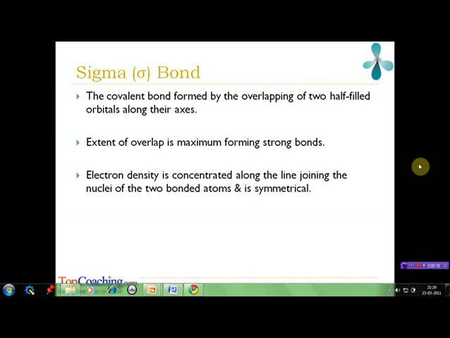So let's start with sigma bond. The covalent bond, which is formed by the overlapping of two half-filled atomic orbitals along their axis, that is, by end-to-end overlapping of the atomic orbitals, is known as sigma bond. In this type of axial overlap, the extent of overlap is maximum, and therefore the bond which is formed, that is the sigma bond, is strong in nature. The electron density of the orbitals is concentrated along the line which is joining the two bonded atoms. It is symmetrical about the line joining the two nuclei.